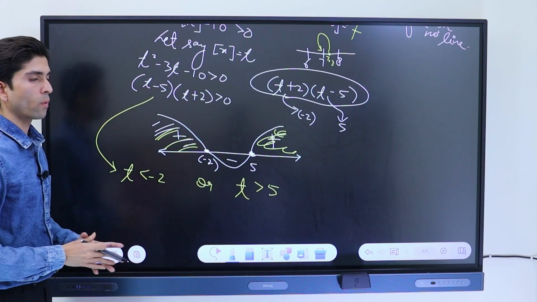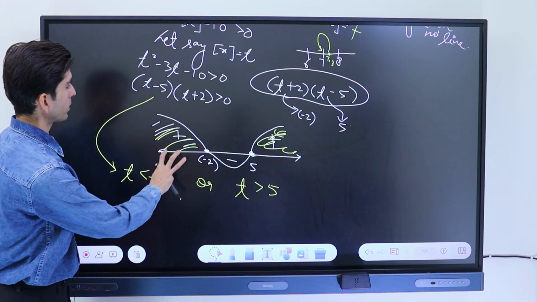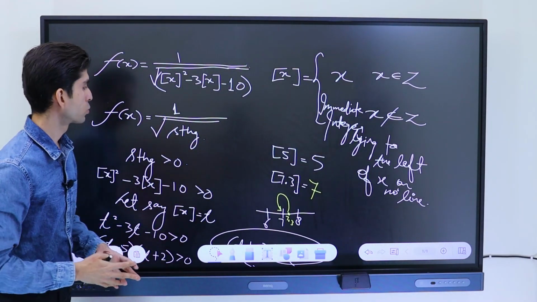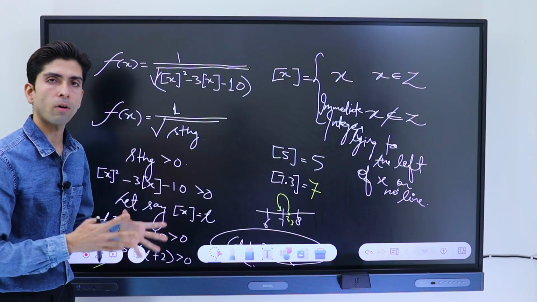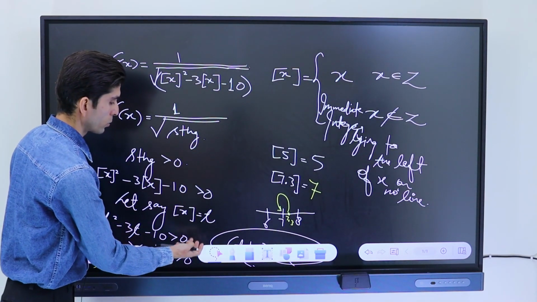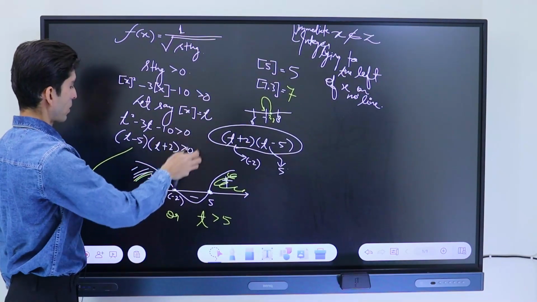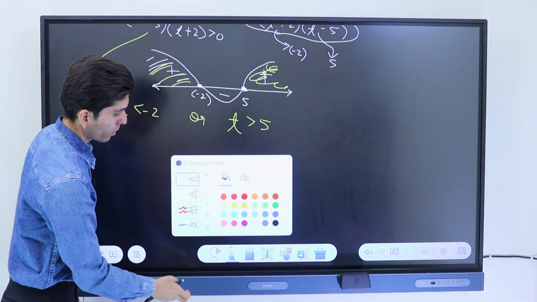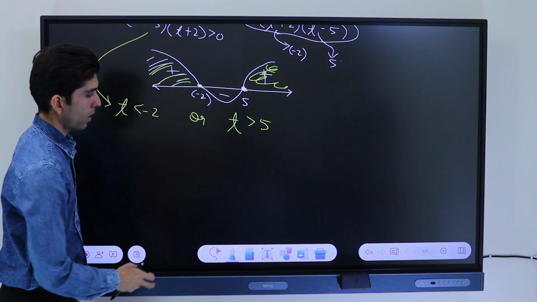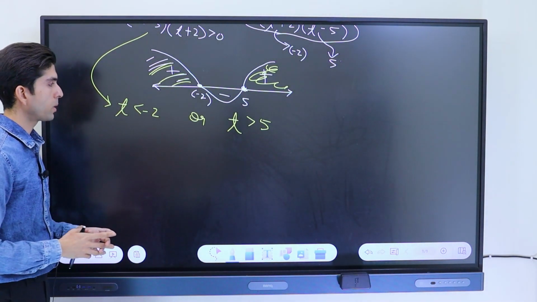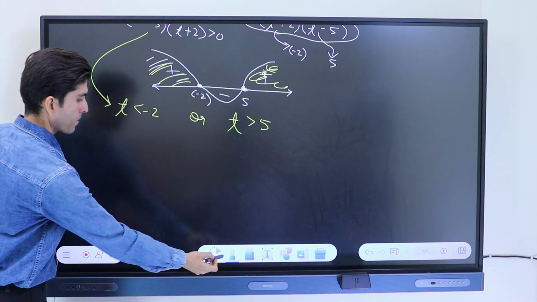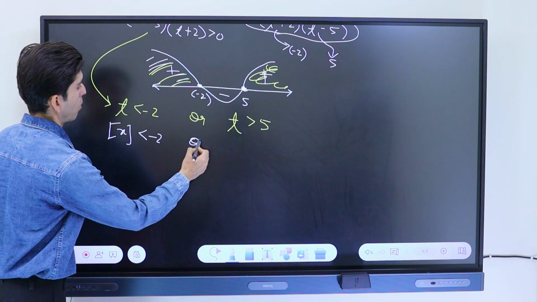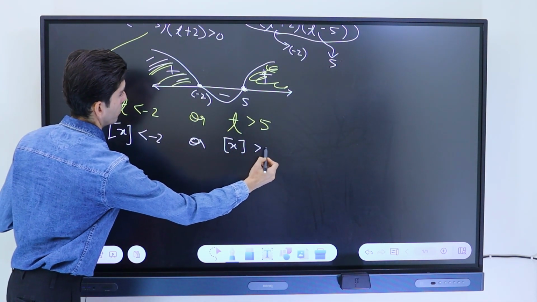But our actual expression, as you can see, has the variable x. So we have done a substitution here just for solving the inequality. So again we'll back substitute, because for the domain we have to find the interval or the values that satisfy our constraint. So that has to be in terms of x. So again we'll write greatest integer of x less than -2 or greatest integer of x greater than 5.